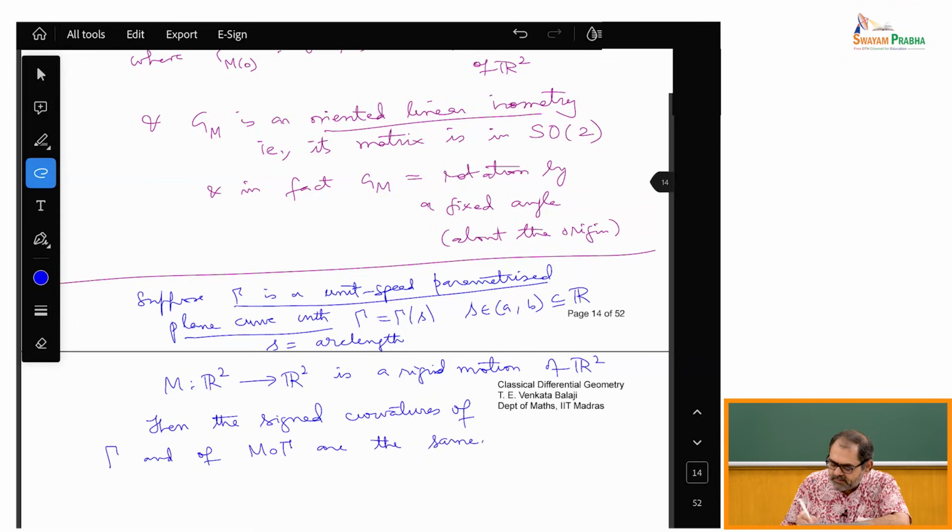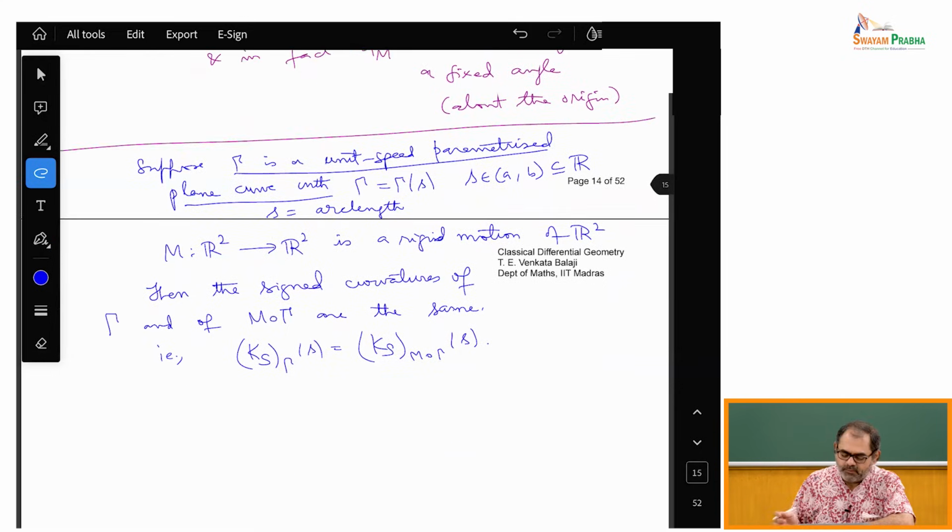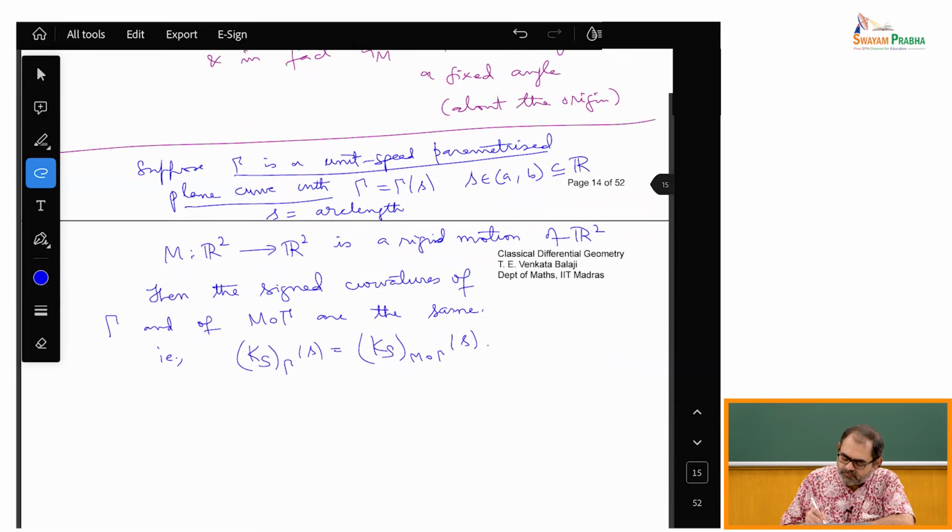So what this basically says is that the signed curvature depends only on the rigid motion equivalence class of a plane curve. That is, k signed of gamma of s is the same as k signed of M circle gamma of s. Now how do you prove this statement?